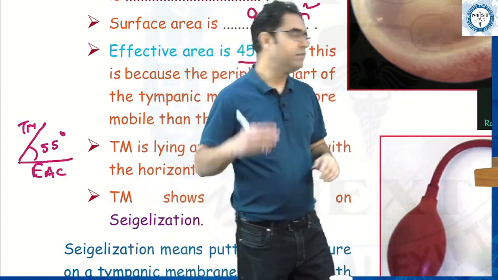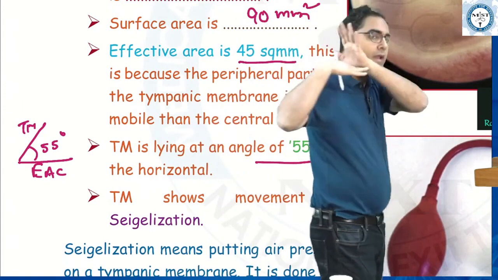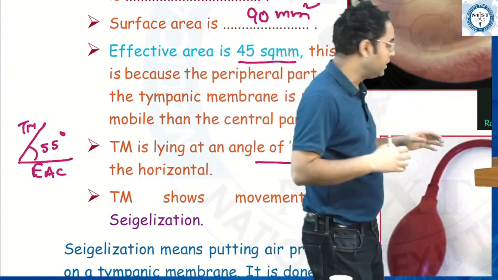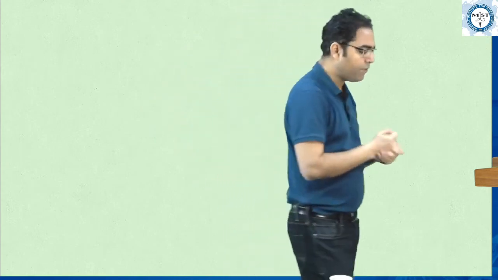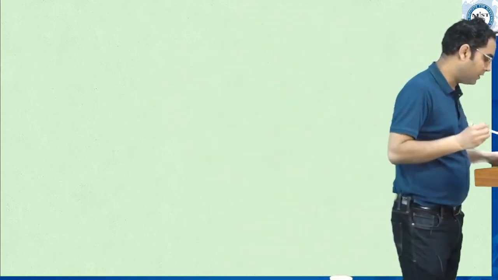Look at me, beta. This is your external auditory canal and this is your tympanic membrane. It is not standing at 90 degree. It is bent like this. The tympanic membrane makes an angle of 55 degree with the horizontal. When I say horizontal, horizontal means the external auditory canal.